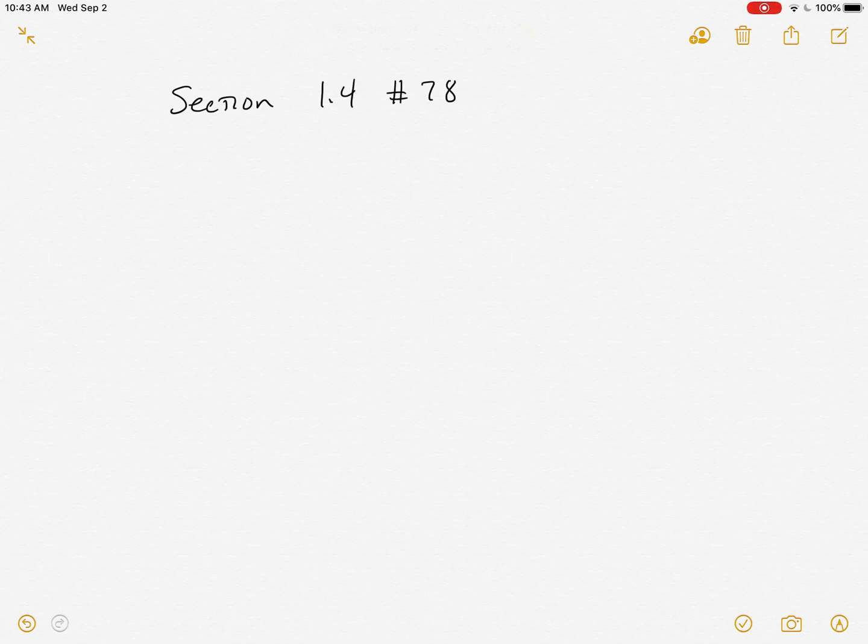All right, here's an example of section 1.4, number 78. If you want a further example of this, in your textbook, example number 5 of this section is doing the same thing, and so we'll follow that. So in 78, what's given is that the cosecant of the angle is equal to -3, and they also tell us that the cosine of the angle is positive.